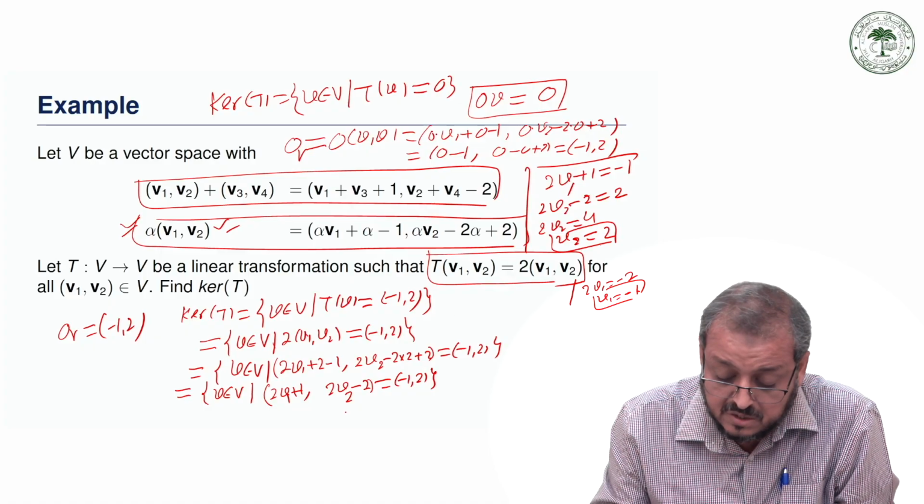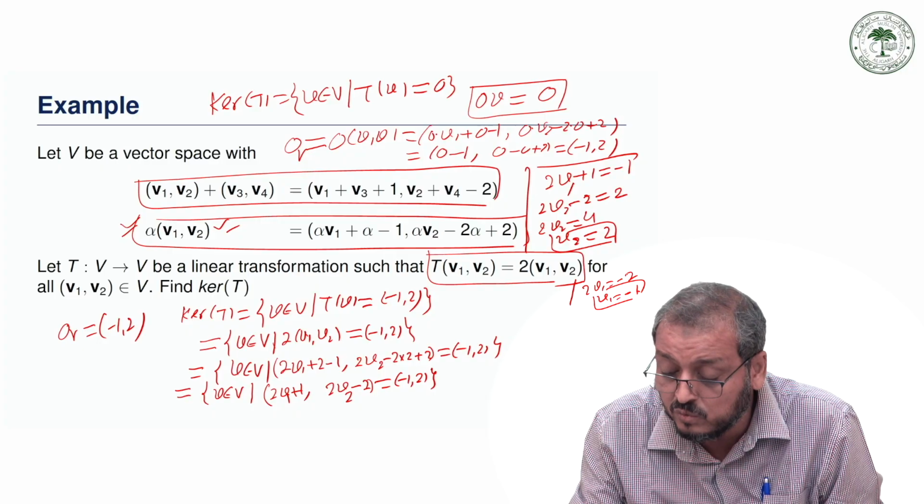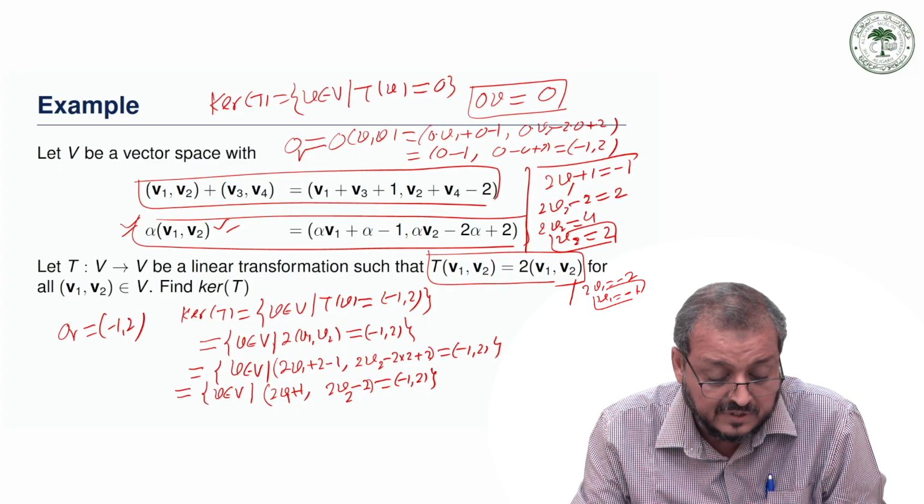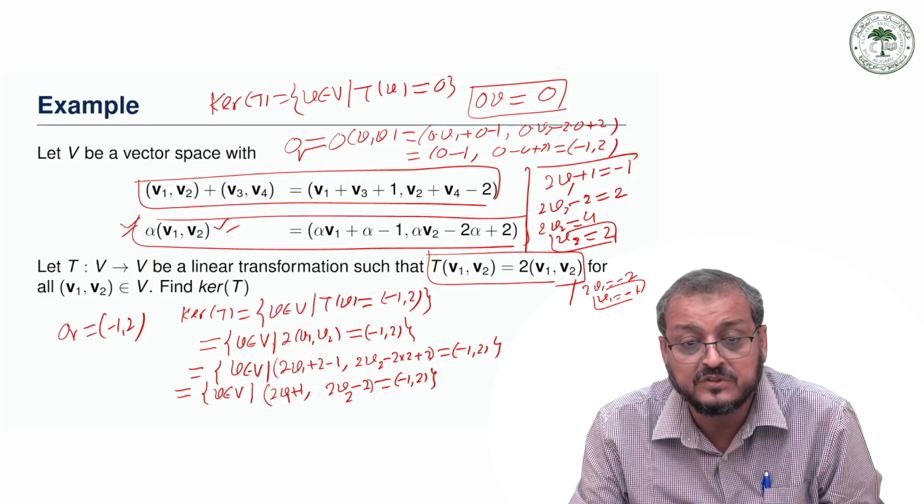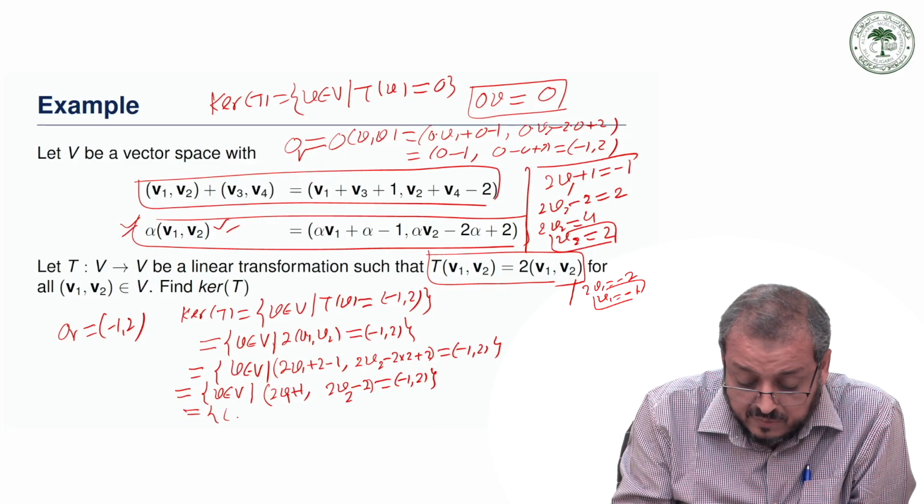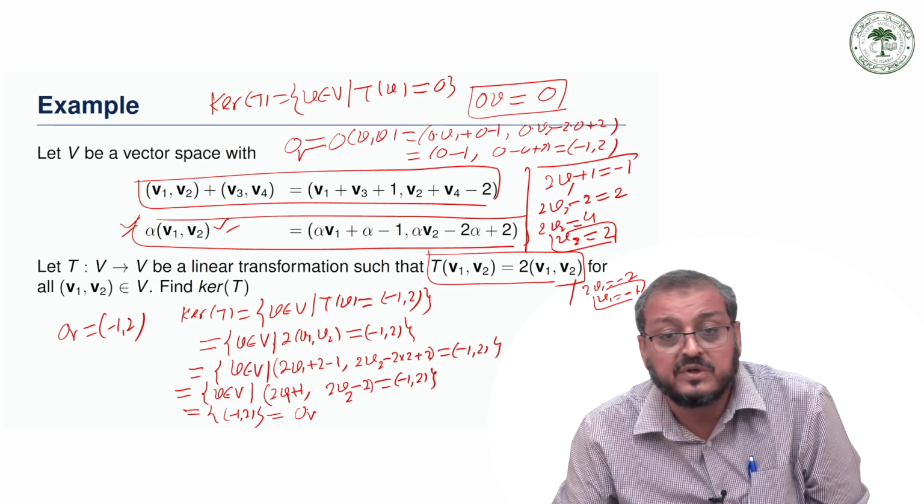So this means the elements simplify into this form: (-1, 2) is the only type of element there. So we can say that this is nothing but (-1, 2), and this is nothing but the 0 of this vector space V.